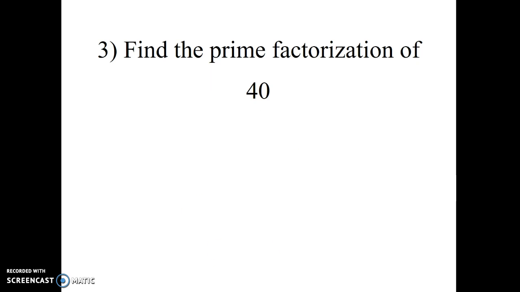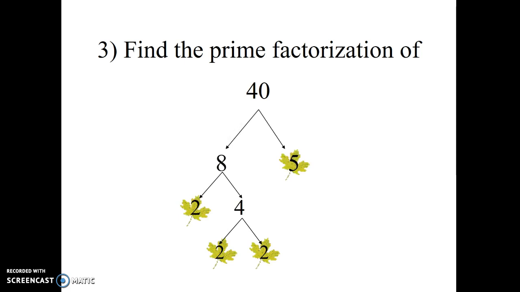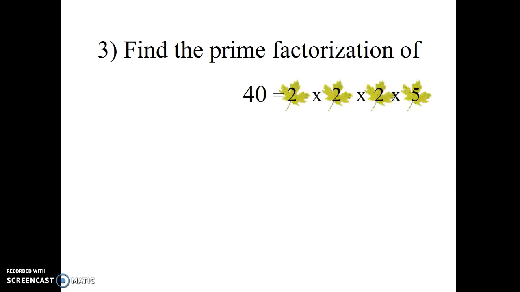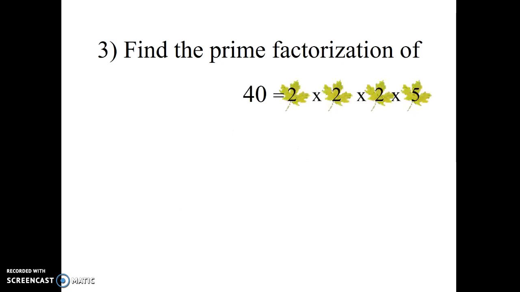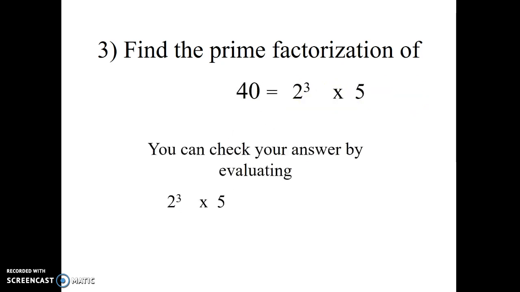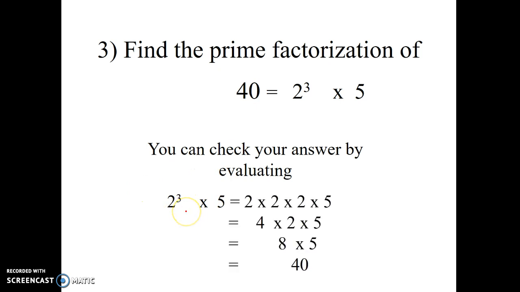Okay, let's check your work. Here is one way you could have done this. And if I took those leaves, I would have 2 times 2 times 2 times 5, or 2 to the third times 5. And you would check your work by evaluating. So I would take 2 to the third times 5, and I would work it out, and you should get 40 when you work it out.